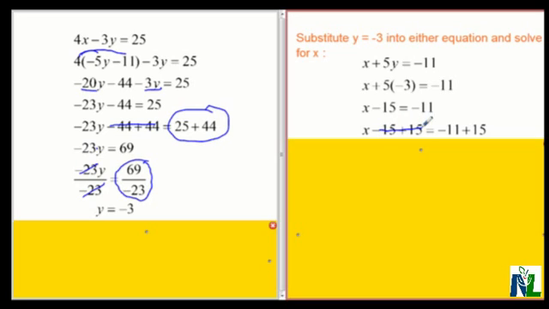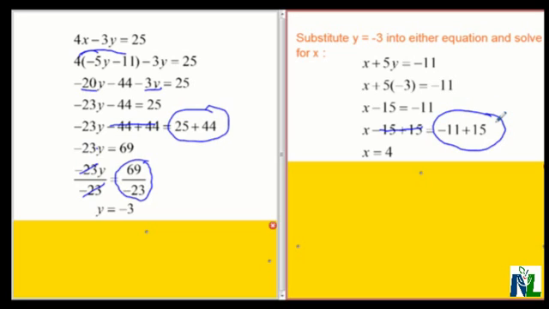The minus 15 and the plus 15 will be 0. So on the left-hand side, x plus 0 is just x. And on the right-hand side, negative 11 plus 15 is 4. So I get x equals 4. So the solution to this system is x equals 4, y equals negative 3.